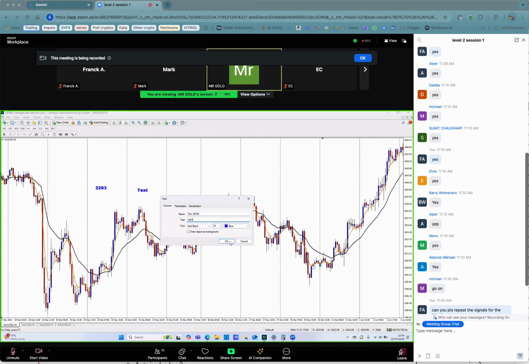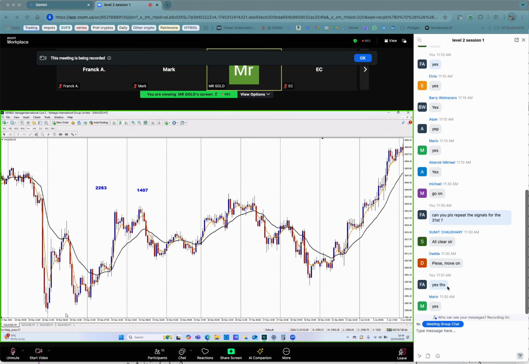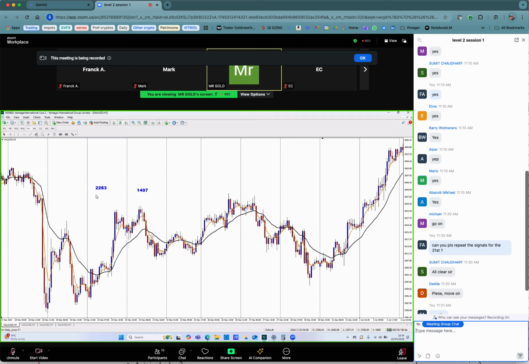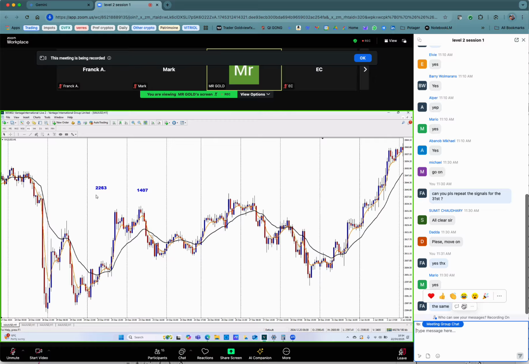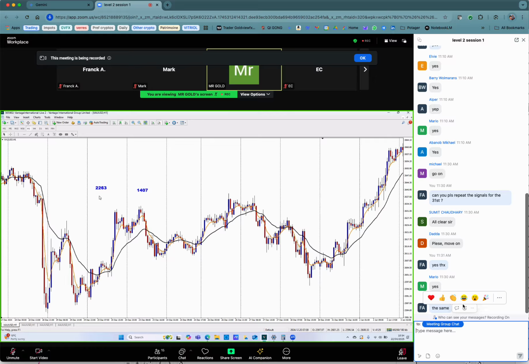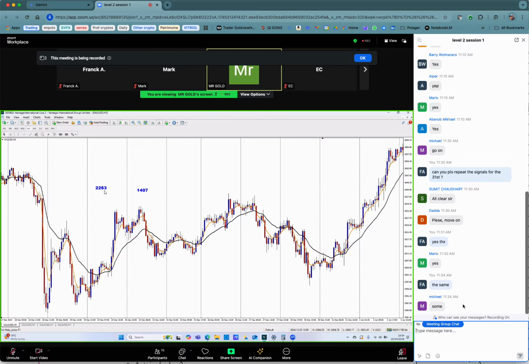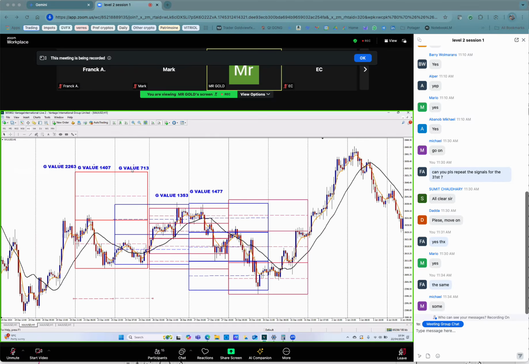Trick question. Are the G values the same for bullish and bearish boxes, or are they different for the same days? Good, good. Some people wonder, oh, is it different? No, because the G value is generated the same way. So therefore, for the same day, the G value will be the same, regardless of bullish or bearish. Okay. Well done, guys. So, 713.